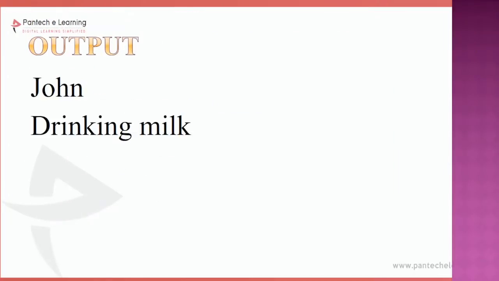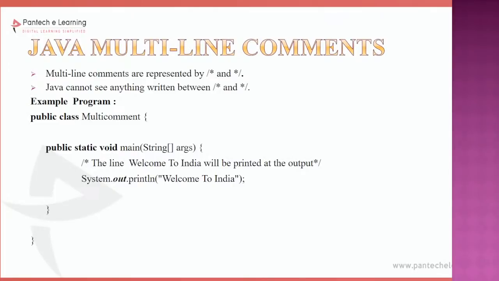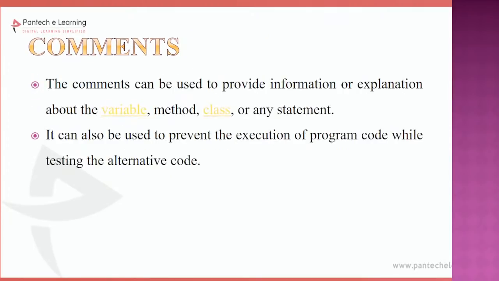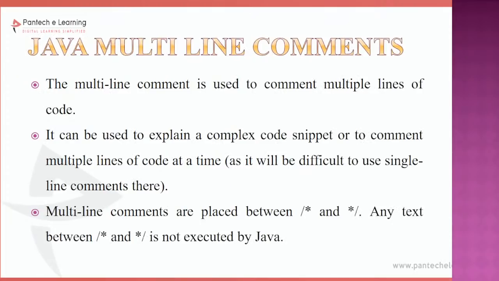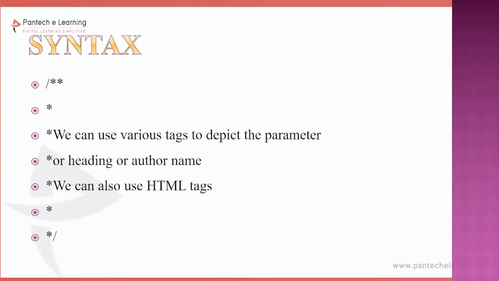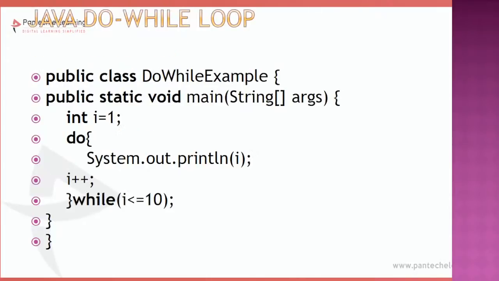There is one more type of loop. It is called the do while loop. So we have three different types of loops, similar to comments. I have single line comments, multi-line comments, and documentation comments. Similarly, I have three different types of loops. The first type of loop is the for loop. The second type is the while loop. And the third type is the do while loop.